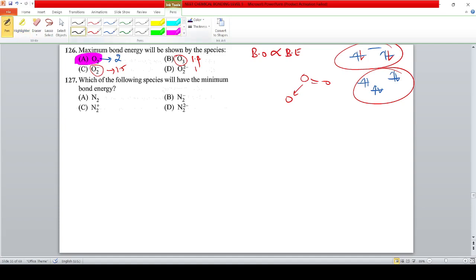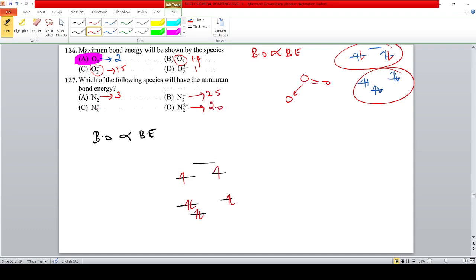127. Which of the following species will have minimum bond energy? Yeah, the same thing. Bond order is directly proportional to bond energy. All of them are nitrogen. Sir, nitrogen diagram will be like this. 2p3, 2p3. Totally 6 electrons, sir. This is N2, so the bond order is 3. Minus means add an electron, sir. 6 minus 1, 5 by 2, 2.5. Minus 2, add another electron, sir. 6 minus 2, 4 by 2.